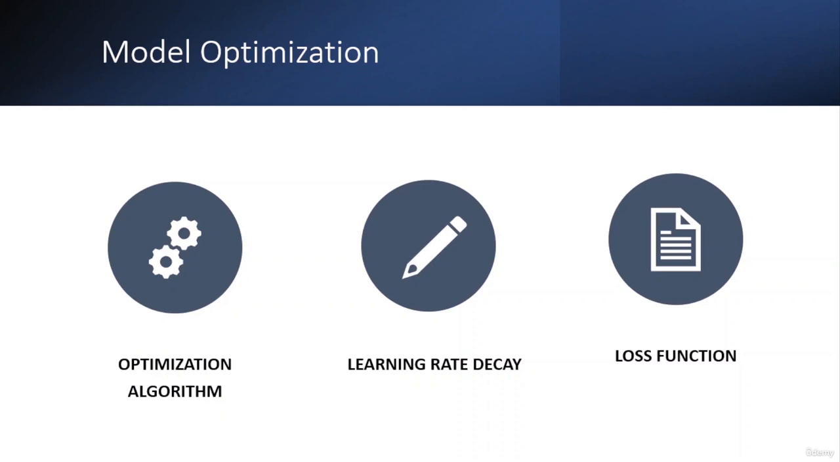So for the model optimization, we need to define few things. For the model optimization, the first thing is to define the optimization algorithm with learning rate. Then we can also set the learning rate decay. And the third is the loss function that we need to define for the model optimization. So as we have seen, for model optimization, we need few functions, parameters, and hyperparameters.